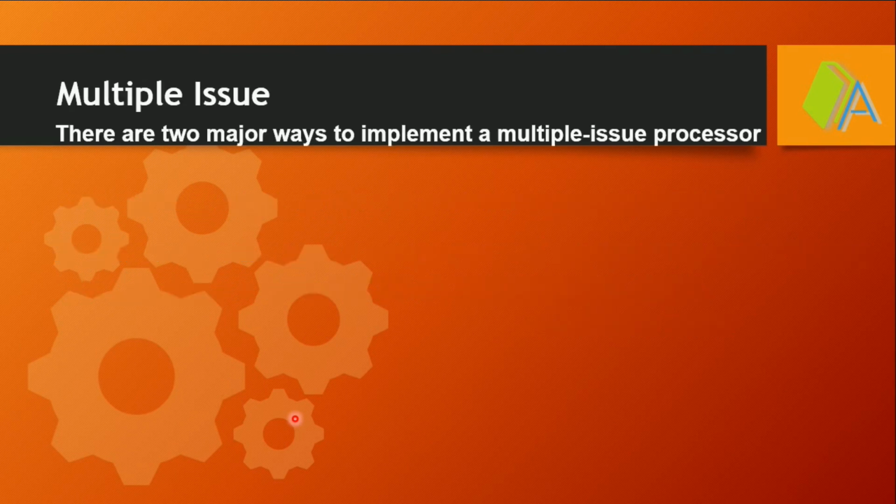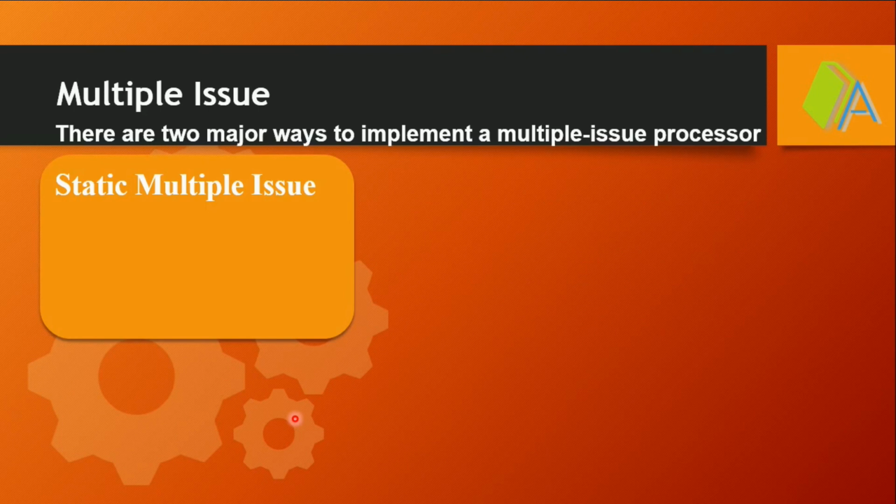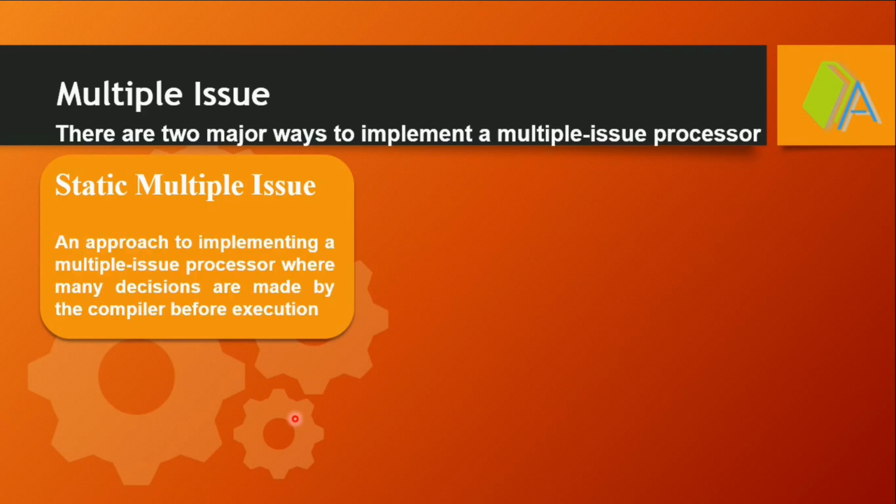There are two major ways to implement a multiple issue processor. First one is the static multiple issue processor. In a static multiple issue processor, all the decisions are made by the compiler even before execution. These decisions include what instructions are to be fetched and in what way they have to be executed. All these decisions are made by the compiler.